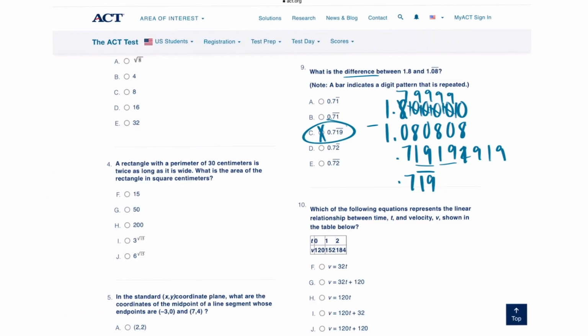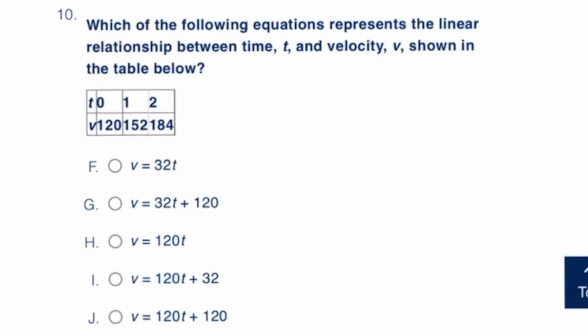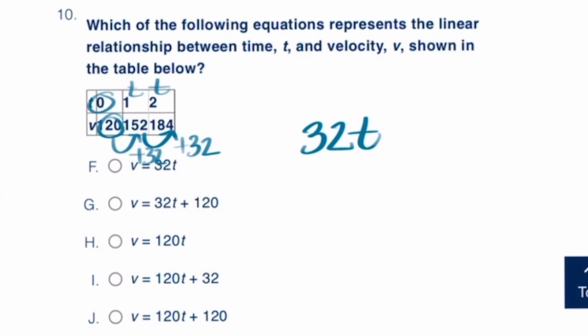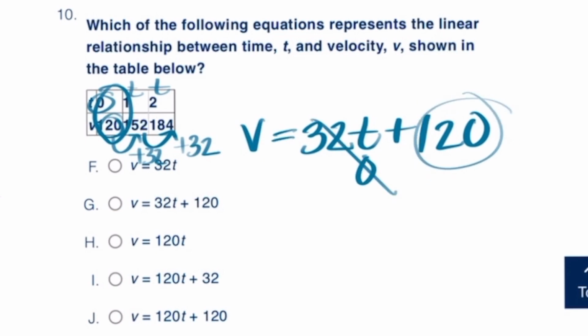Right, number 10 has to do with writing an equation from a chart. So they give us this chart here with the time, 0, 1, and 2, and then what our velocity is at each of those times. Notice whatever our velocity is at 0, that's what's going to be getting added on. The plus whatever, it's going to be plus 120. And then notice each time it's going up by 32. So that's what our variable t is going to be getting multiplied by, because each time that's going to go up another 32. So we have that 32t plus, when t is 0, we want that to equal 120, so we have to have that plus 120, which gets us option G.